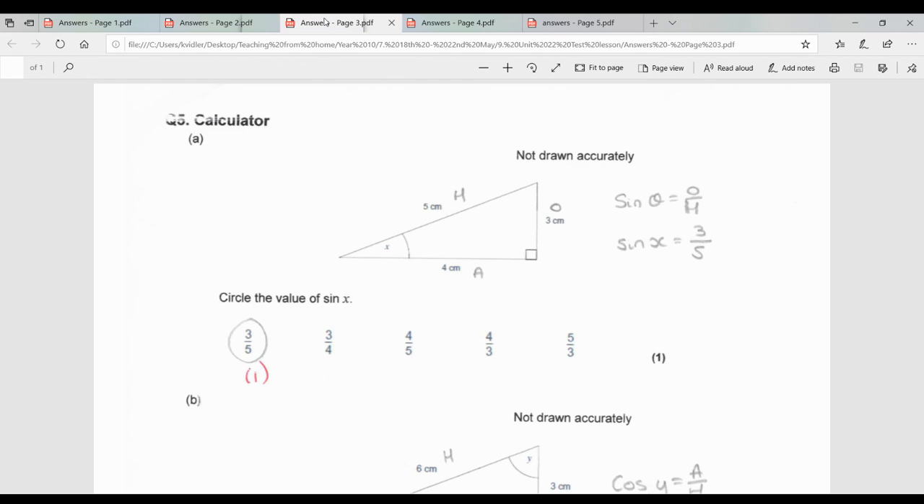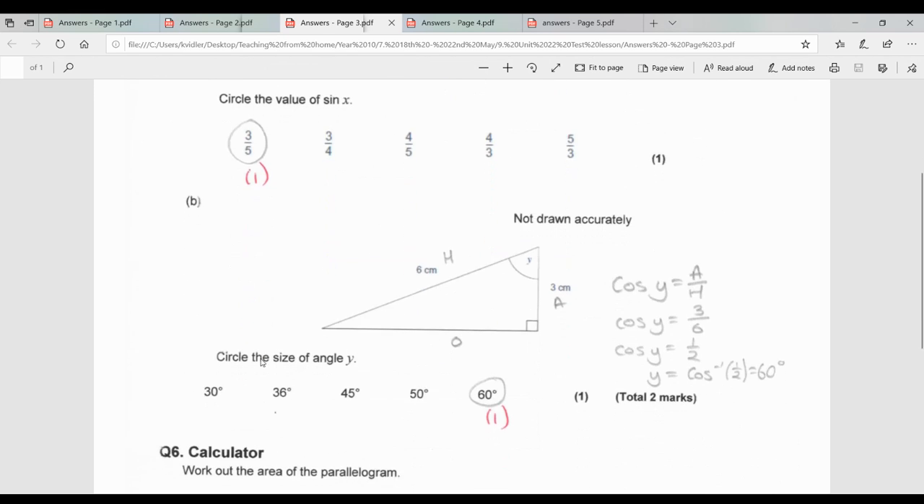Then if we have a look at question 5, question 5 is just being able to use SOHCAHTOA accurately. So on this one, if we label our triangle, we've got our O, A and H. It's asking us for sine of x, so hopefully you recognise that sine of an angle is opposite over hypotenuse. So in this case, that's going to be using the 3 and the 5. So sine of x is 3/5, and hence 3/5 is your answer for the first mark.